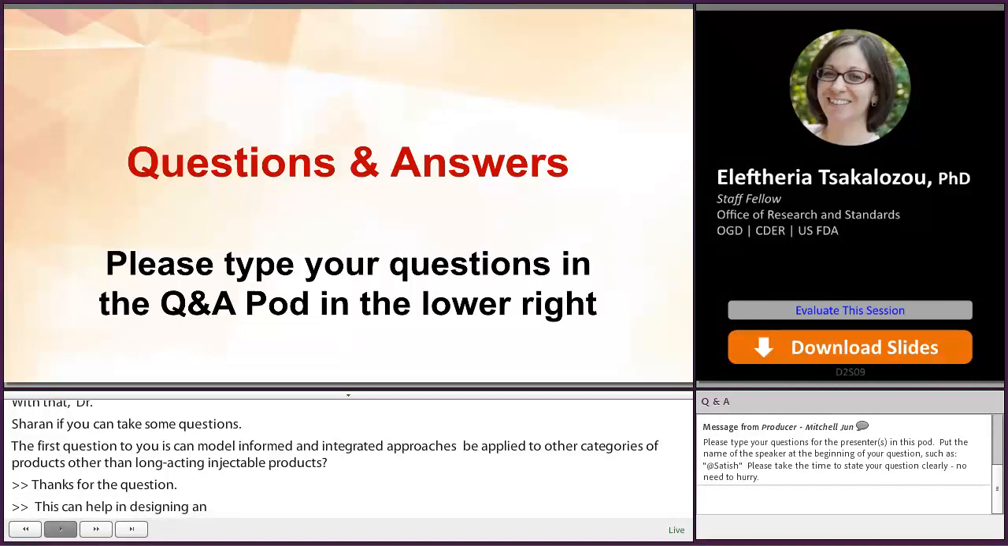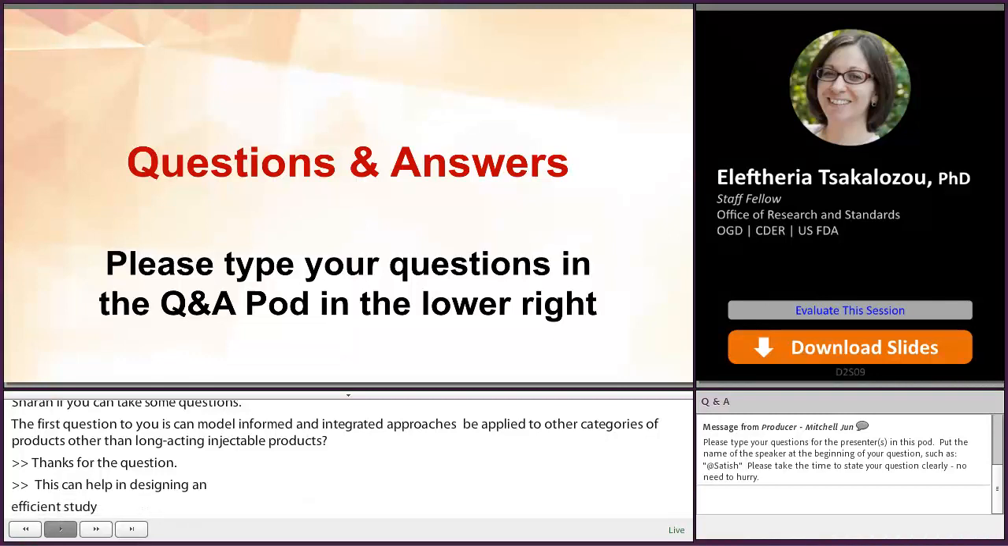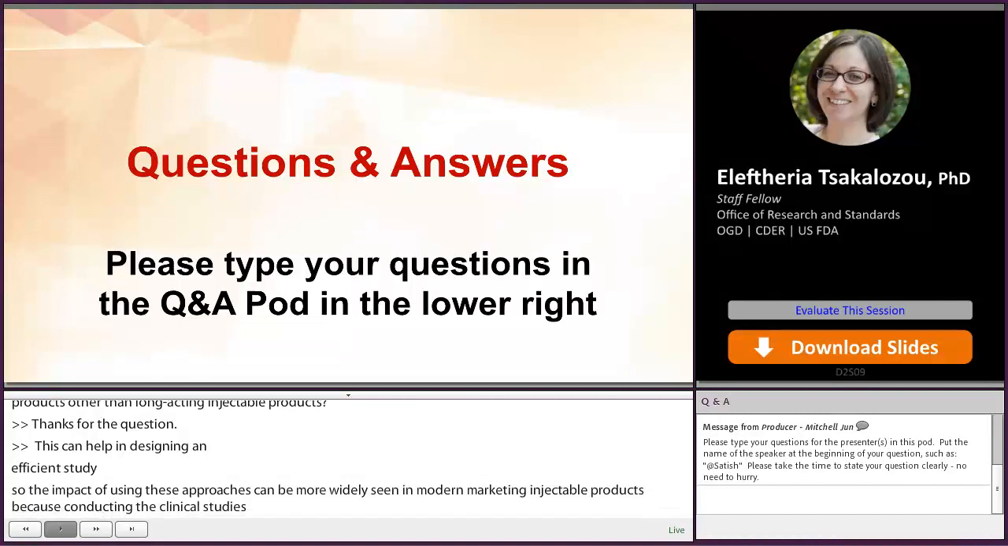However, the impact of using these approaches can be more widely seen in long-acting injectable products, because conducting clinical BE studies is very challenging because of the very long half-life of these products. Hope that answers your question.